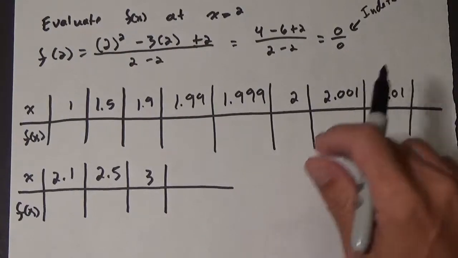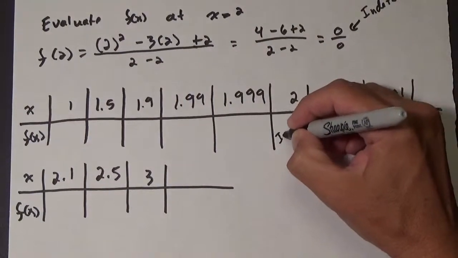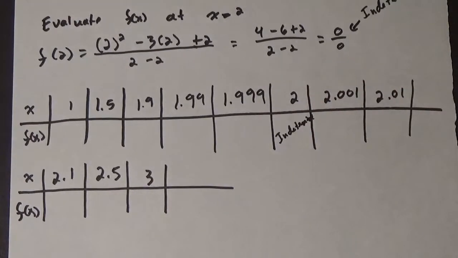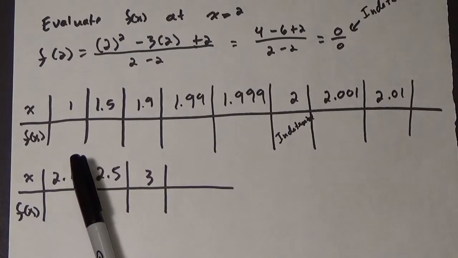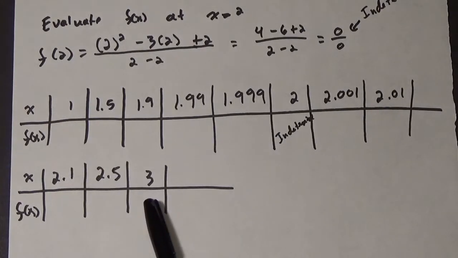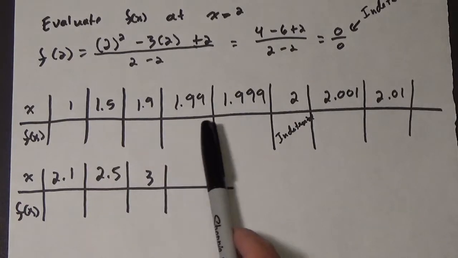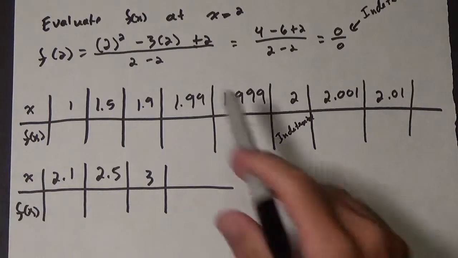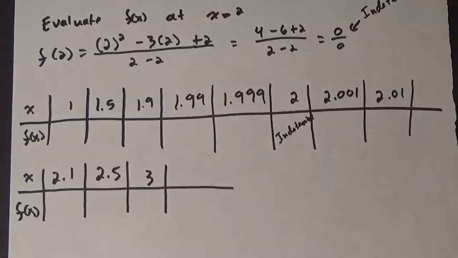Alright, now we've already figured out that at 2 it's indeterminate. So I'll put indeterminate. Kind of hard to fit in there. But we know it doesn't exist at that point. But notice how this chart is set up. 2 is between 1 and 3. On this side, we're starting to get closer to 2, and on this side, we're starting to get closer to 2. So let's get out our calculators. 1 and 3 we could probably do by hand, but we are going to have to use our calculators for most of this.